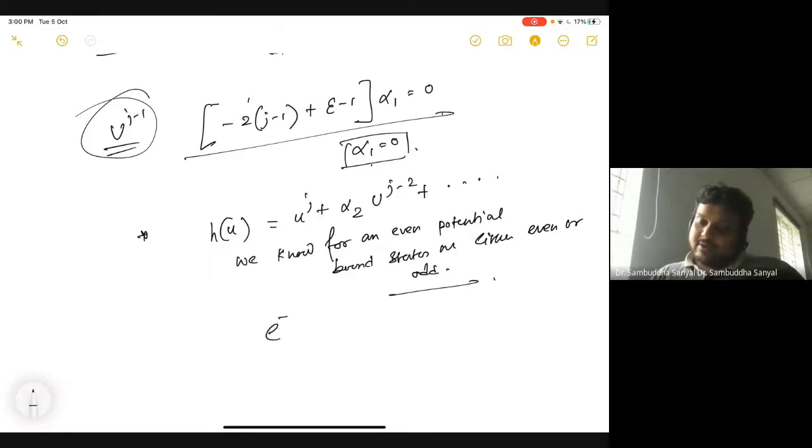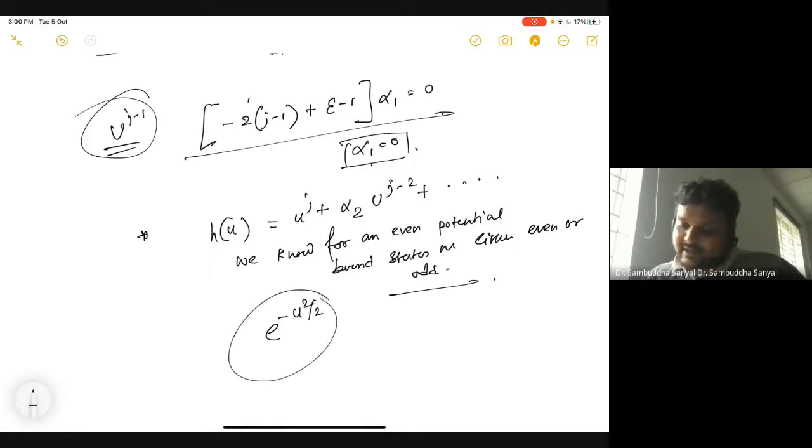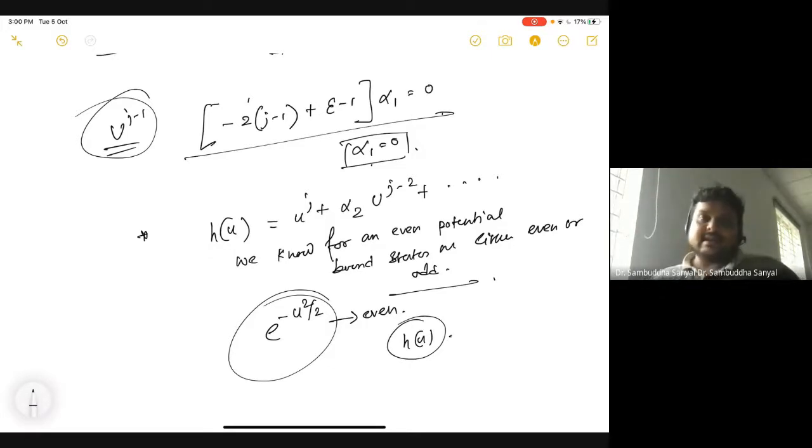And you already know that e to the power minus u square by 2 is already an even function, and the whole solution is h(u) times that. So it all depends on h(u), whether it is odd or even. That's why the structure has to be like that, which means alpha 1 has to vanish. It doesn't tell you whether it is odd or even, but it tells you it is one of them, not both.